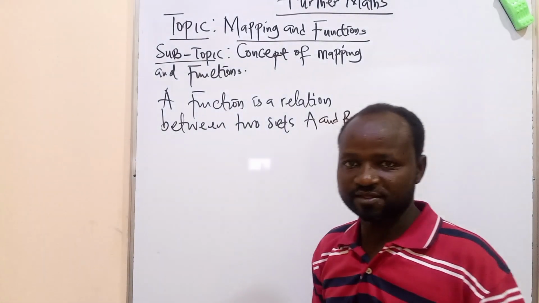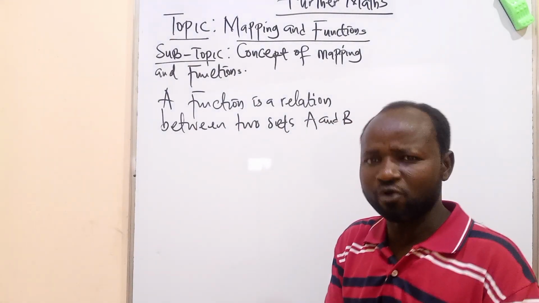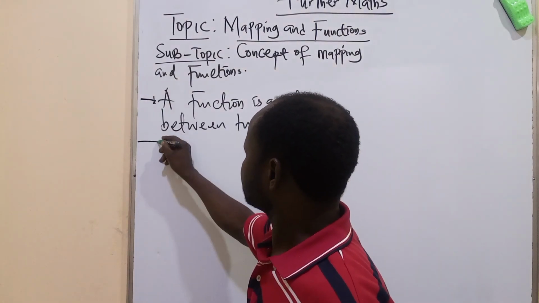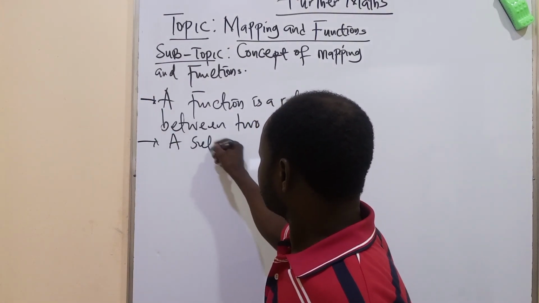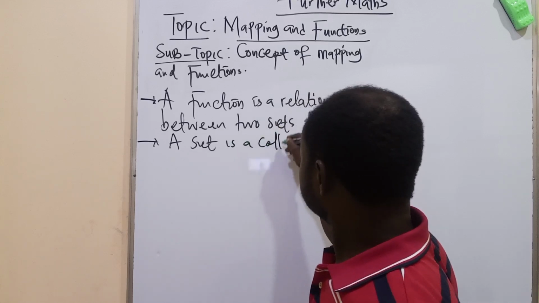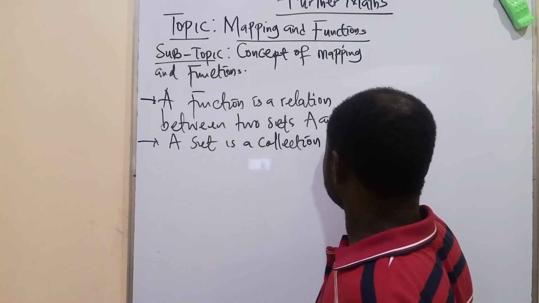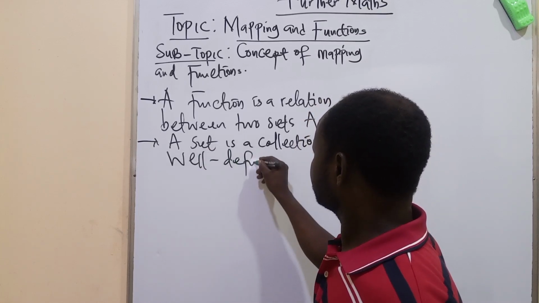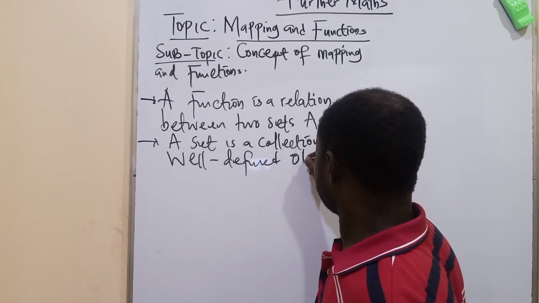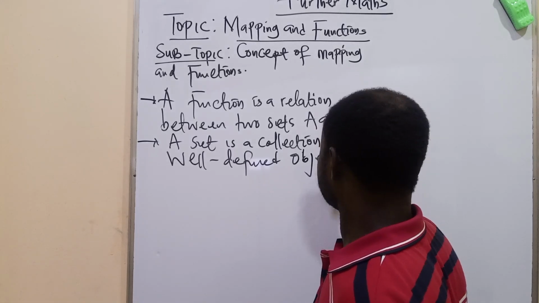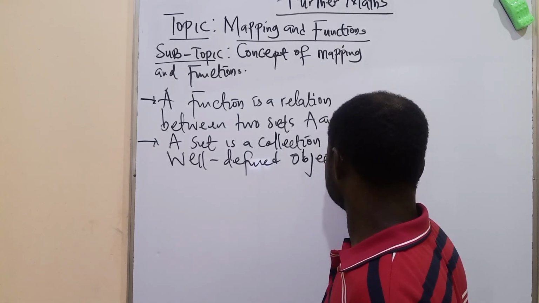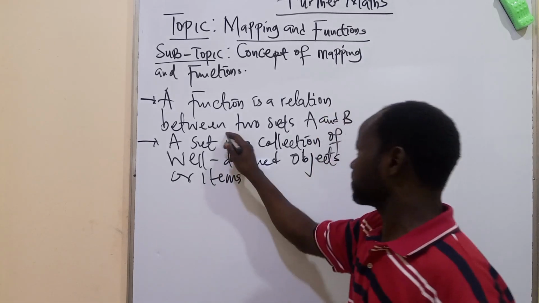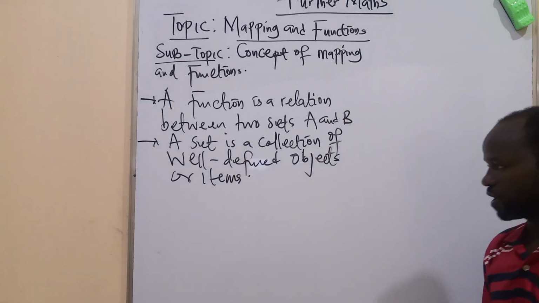What is a set? A set is a collection of well-defined objects. This is point number one: a set is a collection of well-defined objects, or items, as the case may be.